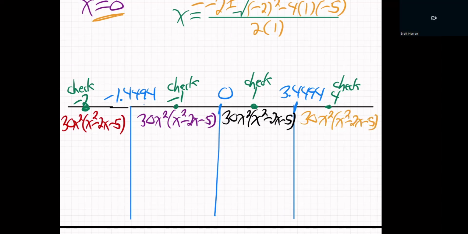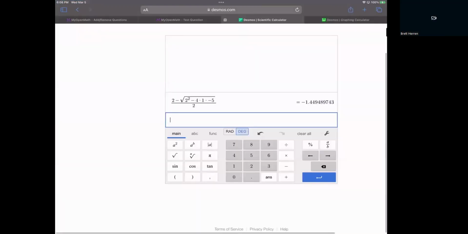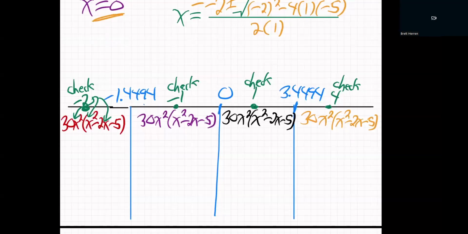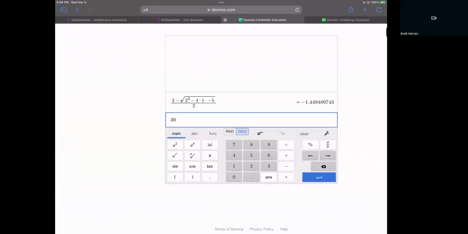It's a bit of a tedious process. Okay, so I'm going to take the minus 2 and plug it in, plug it in, plug it in. All right, I'm going to go back to Desmos. Here we go. So it's 30... What did I say I was going to plug in? I already forgot. Look at how quick that is. I'm plugging in negative 2 into 30x squared minus 2x minus 5.